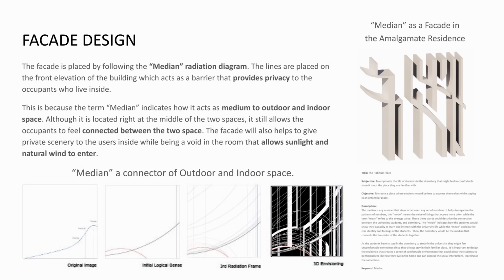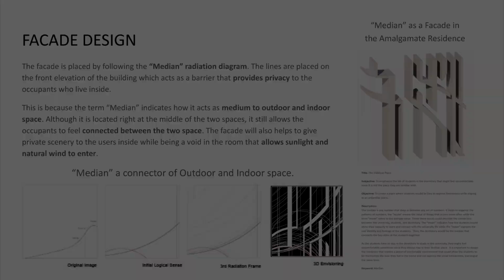The facade follows the median diagram because of how it acts as a medium between outdoor and indoor space. The facade helps to give privacy to the users inside while being a void in the room that allows sunlight and natural wind to enter.